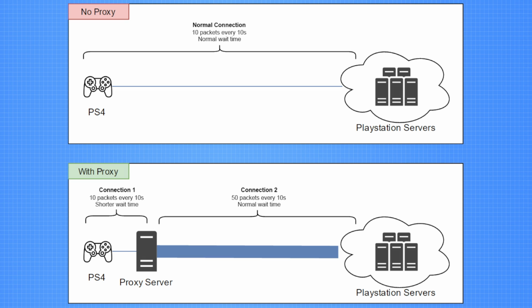So to speed up downloads on your PS4, you'll need to use a proxy server, and I know a lot of my viewers aren't quite into networking like I am, so I won't go too in-depth about proxy servers, but I do want to give a very simple explanation of why using a proxy server makes your downloads faster, because I think it's important to understand why this works if you're going to do it.